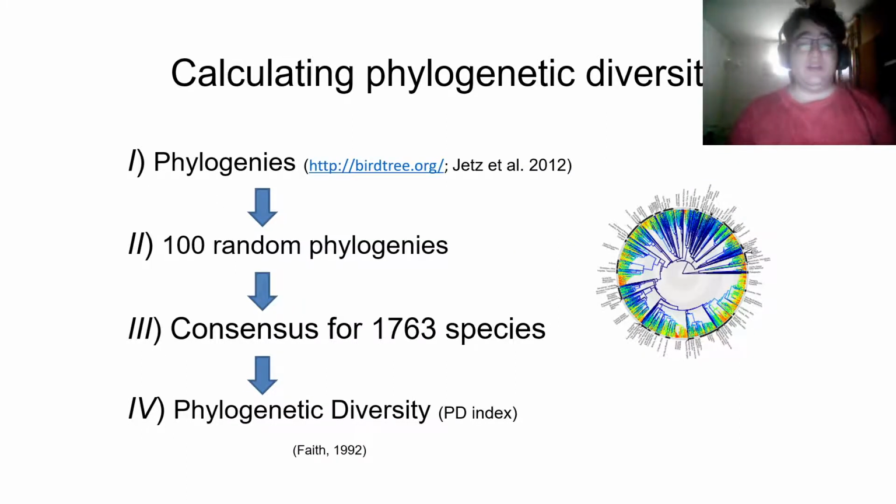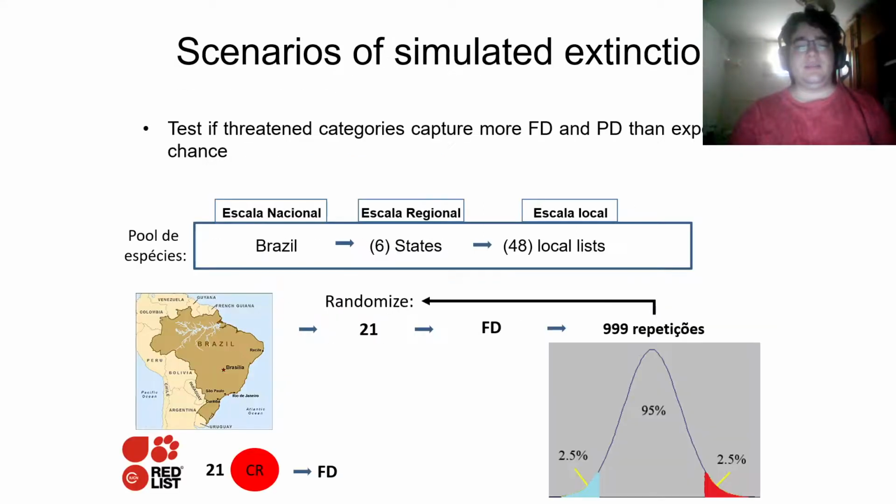To calculate phylogenetic diversity, we got some random phylogenies from BirdTree, from Jetz et al. 2012, and we made a consensus phylogeny for all birds of Brazil and calculated the phylogenetic diversity using the PD index. So, as I stated before, we used a simulated scenario of extinction to see if the extinction of birds from a category led to higher losses of functional or phylogenetic diversity than expected by chance.